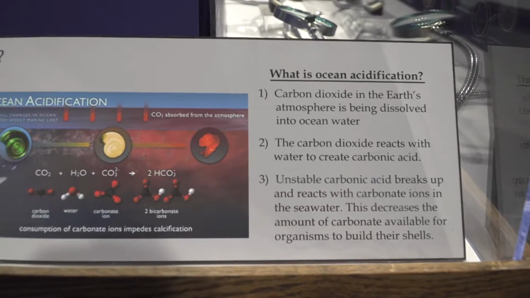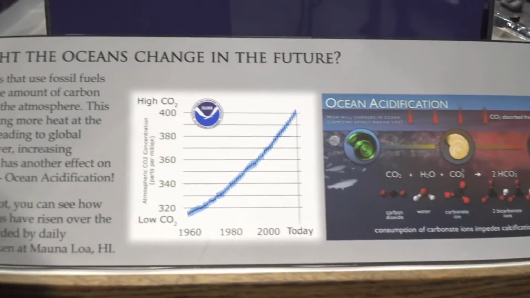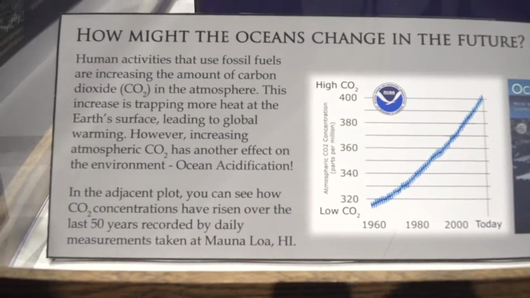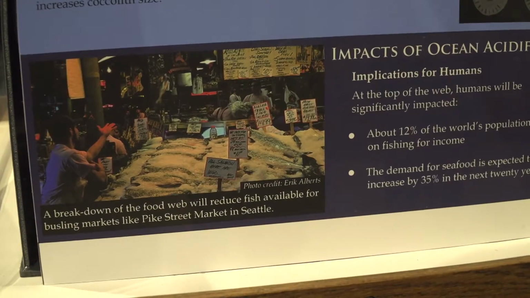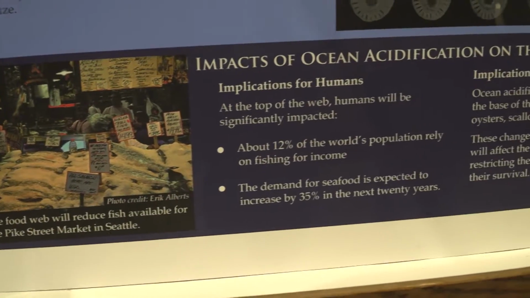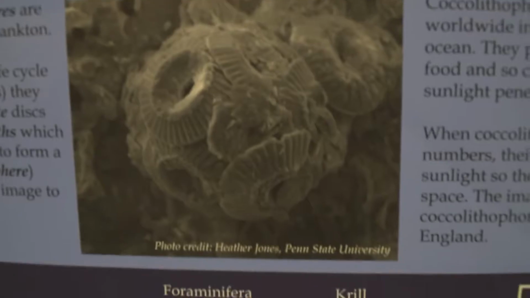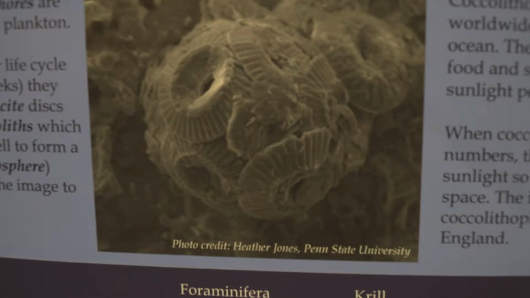My research focuses on ocean acidification, which is the effect that carbon dioxide from the atmosphere has on the chemistry of the ocean. So the carbon dioxide actually dissolves into the water and reacts with it, making carbonic acid. And the result of this is that the concentration of carbonate ions decreases. Now, this is really important for organisms that build their shells from calcium carbonate. It makes it more difficult for them to build their shells.